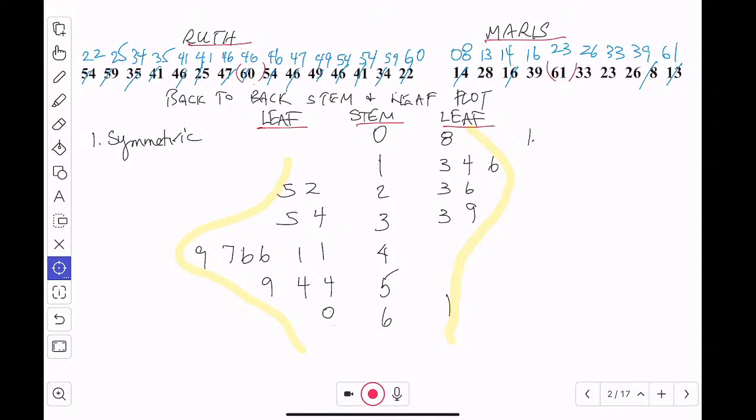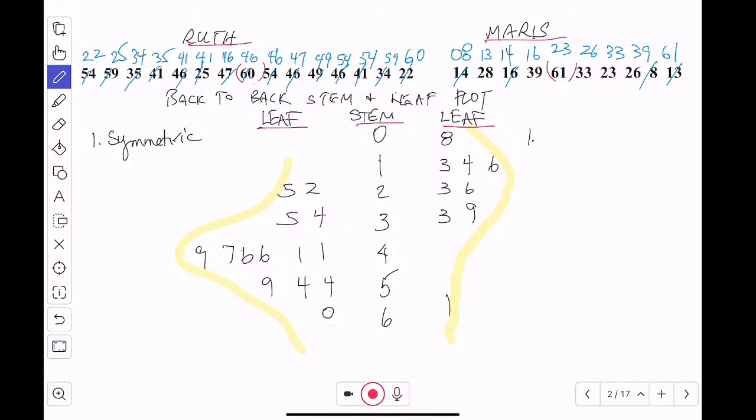It's not symmetric. We would call this right skewed, because if you put this on its horizontal axis from small to big, we see the tail is high numbers, right? There's high numbers in the tail. So this will be considered right skewed.